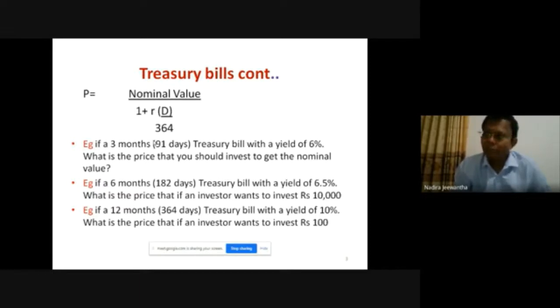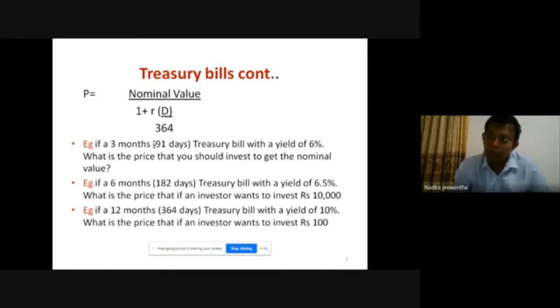Nominal value. Generally, the nominal value of Sri Lanka treasury bill and treasury bond is rupees 100. So 1 plus R. R means what? Yield. What is the yield? What is the rate at which you are going to purchase? D means what? Number of days. Which days?